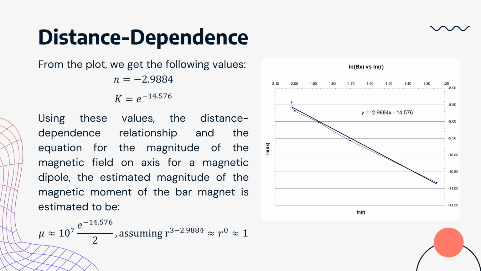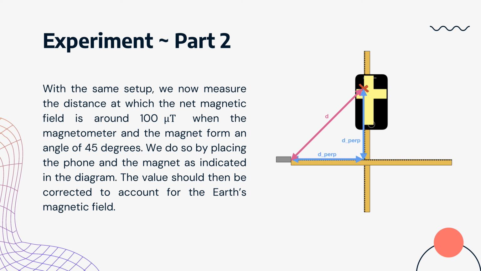We should note that the value for n is extremely close to that dictated by the Biot-Savart law, indicating that the experiment is valid. Now, with the same setup, we measure the distance at which the net magnetic field is around 100 microteslas when the magnetometer and the magnet form an angle of 45 degrees. We do so by placing the phone and the magnet as indicated in the diagram. The value should then be corrected to account for the Earth's magnetic field.